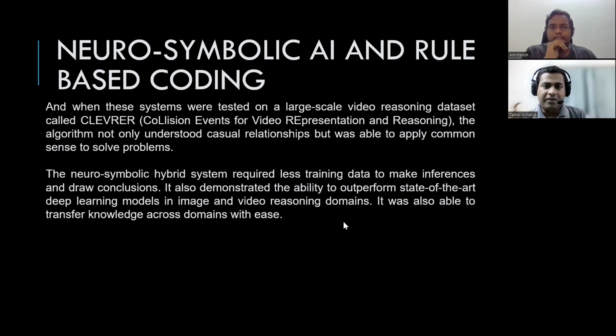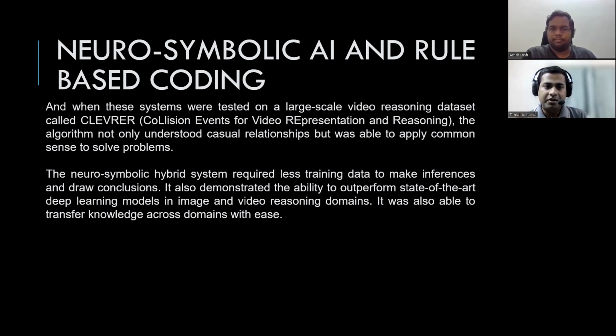Now, CLEVRER is one other picture. CLEVRER is one other system, which is collision events for video representation and reasoning. It's a large-scale video reasoning data set. Algorithms not only understand causal relationships, but are able to apply common sense to solve problems. Common sense is one of the properties of general AI systems.